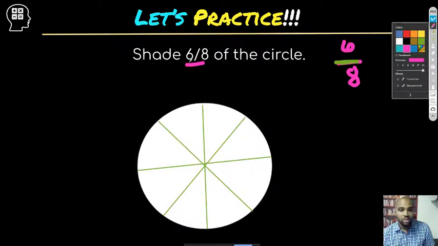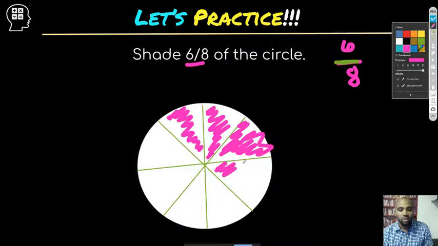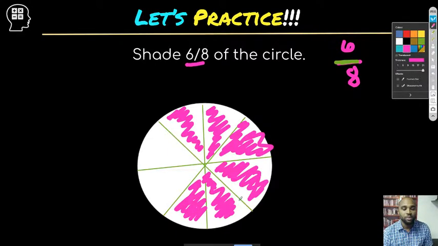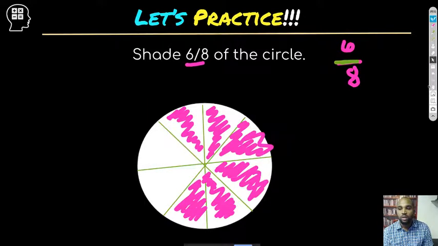All right, so we're going to do 6 out of the 8 pieces. 1, 2, 3, 4, 5, 6, and that's it. So that's how you're going to represent 6 out of 8. It's not perfect because we're not robots, but that's a really good rendition of 6 out of 8, because we divided into 8 pieces and shaded the 6 that we were looking for. So that's how you did it.